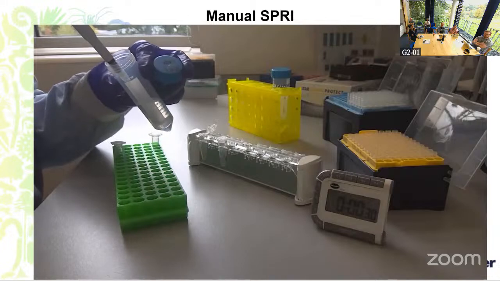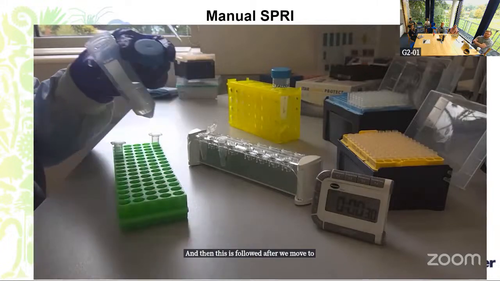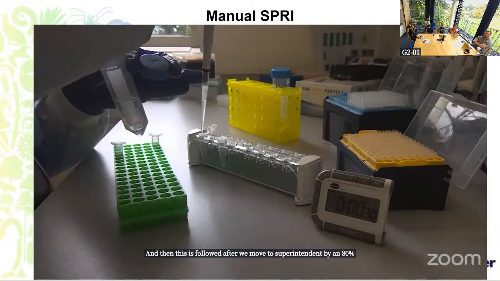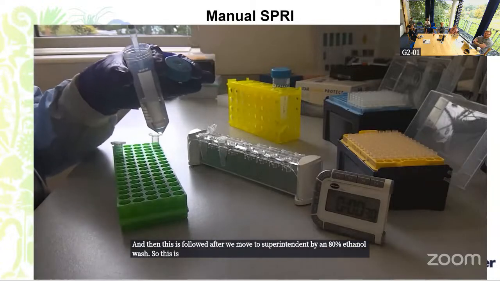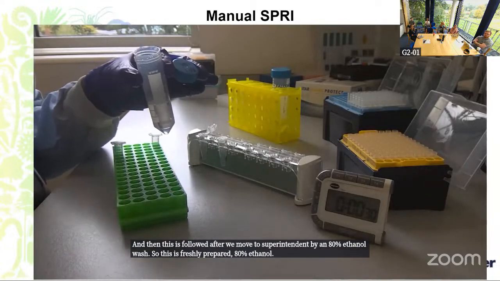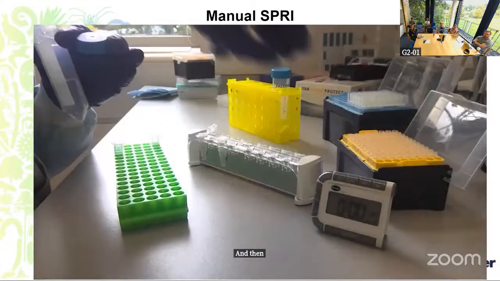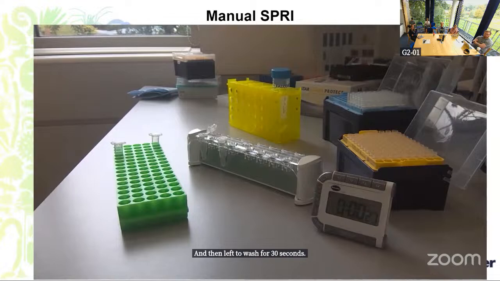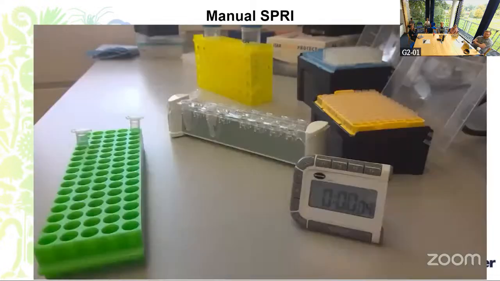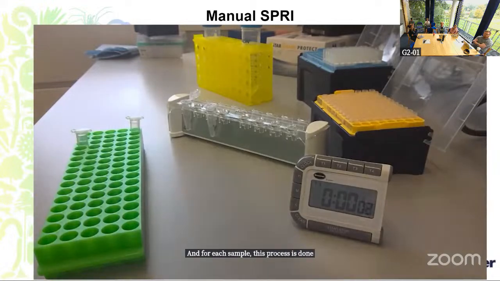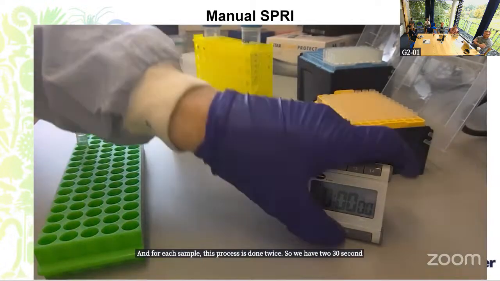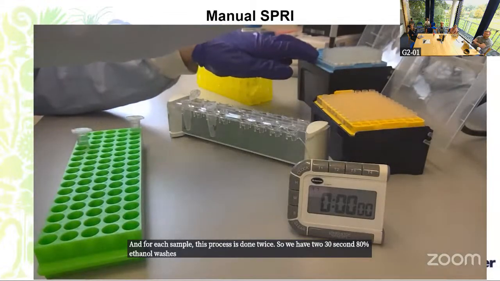This is followed, after we remove the supernatant, by an 80% ethanol wash. So this is freshly prepared 80% ethanol added to the beads and then left to wash for 30 seconds. For each sample, this process is done twice. So we have two 30-second 80% ethanol washes during the SPRI cleanup.